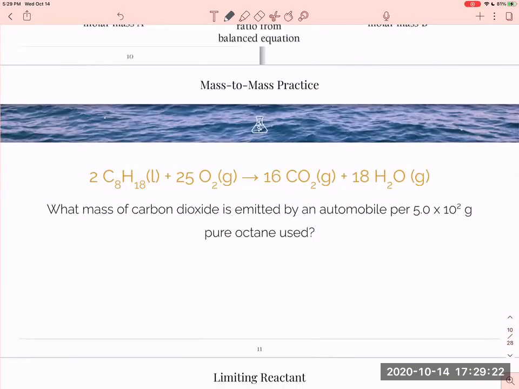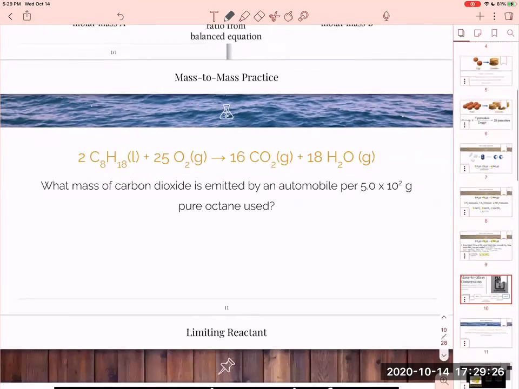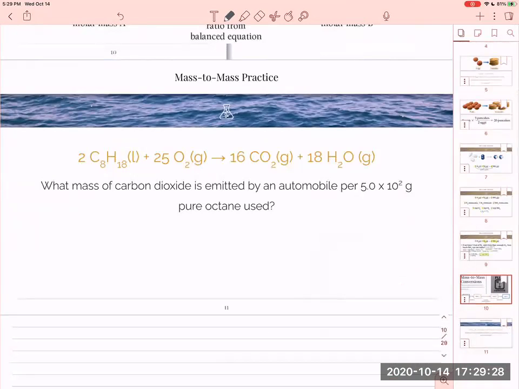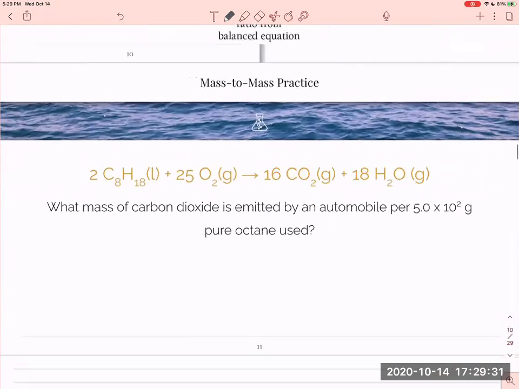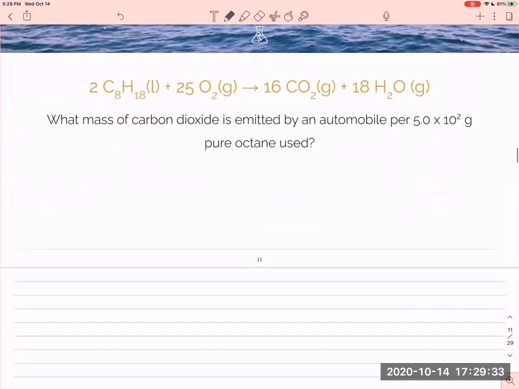Okay, let's look at this one. This is our mass to mass practice. I'm actually going to give myself a little space to work on this. Here's a nice octane reaction from the beginning of the slides. We want to know what mass of carbon dioxide is emitted by an automobile per 500 grams of pure octane used. So pause and see how far you can get. Bet you can get farther than you think.